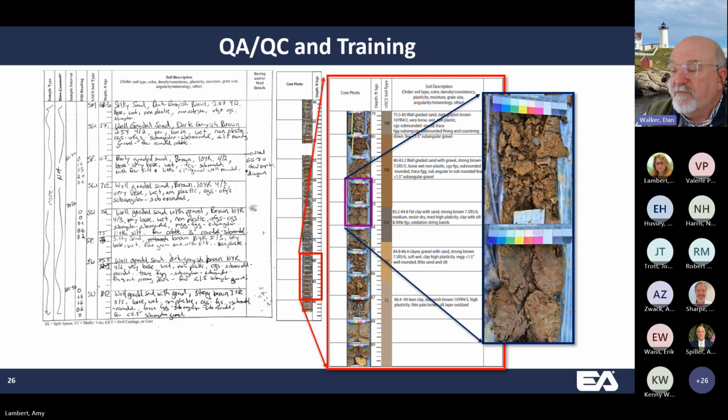So we think this is really a key to allow EA to bring its expertise, its experience to bear on what's a fundamental aspect of geologic data collection, and that's these boring records. Next, please.